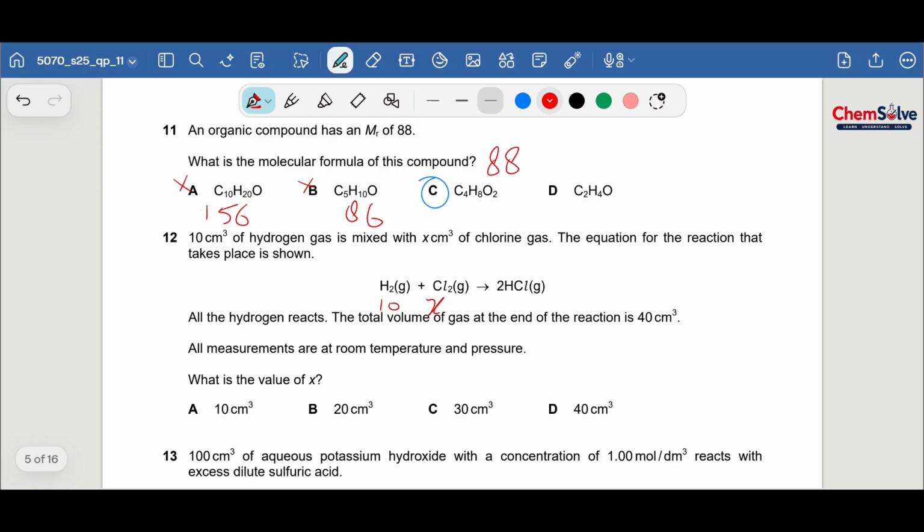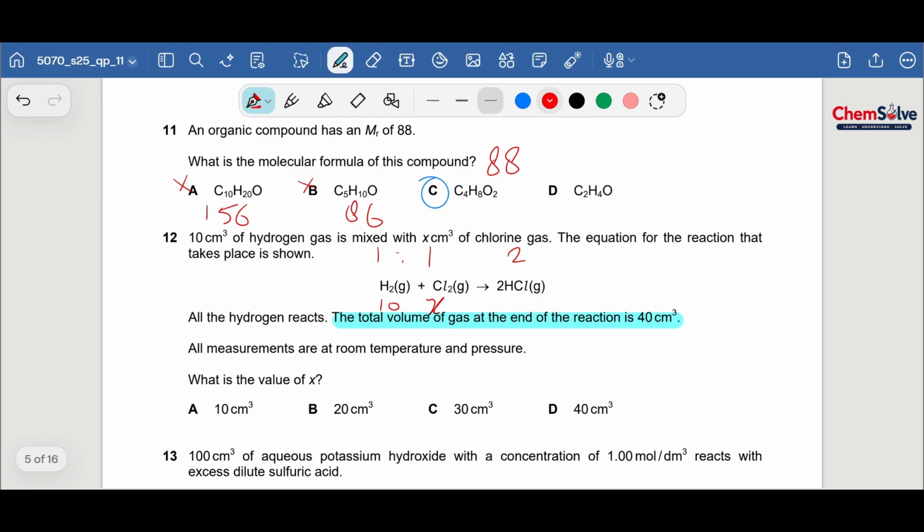Okay, so according to the question, the total volume of the gas at the end of the reaction is 40 cm cube. All the measurements are at room temperature and pressure. What is the value of X? Okay. So first thing we need to understand is that there is a ratio of 1:1 between hydrogen and chlorine, and 1:2 between hydrogen and hydrochloric acid.